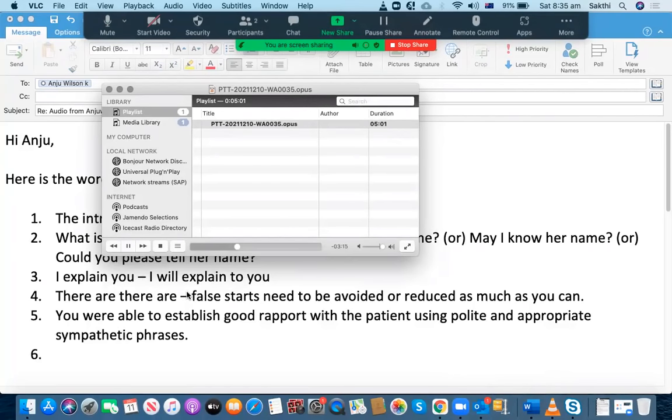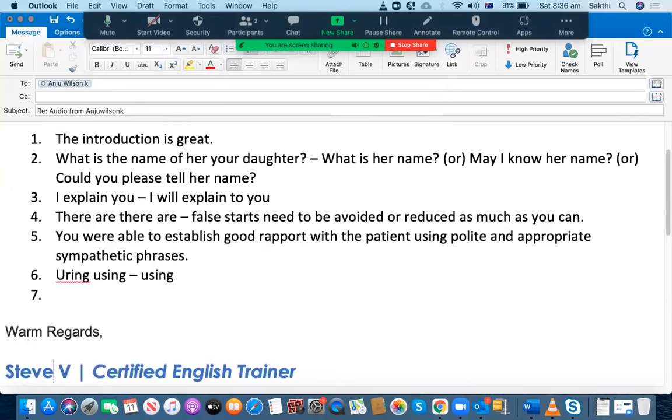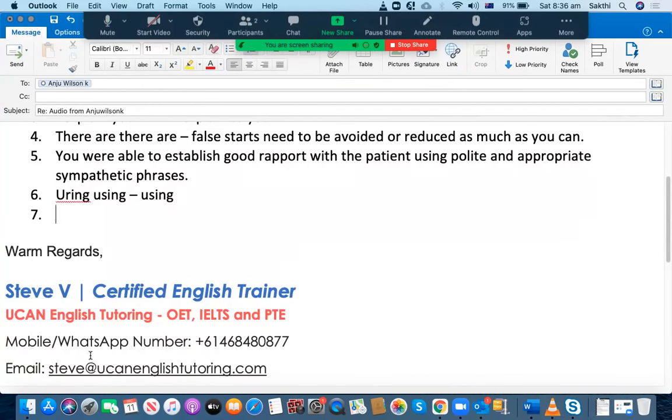Once the swab is taken, the swab will be sent to the lab and it will be tested using chemicals. What mistake did you commit? Instead of using, you said urine and then using. So please be mindful about this one. Using is the correct one, but not urine. The two words, using and during, in the role play. All right, let's continue.